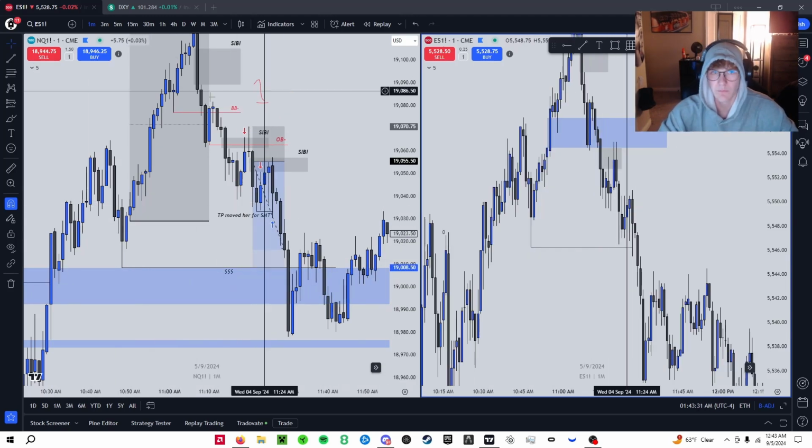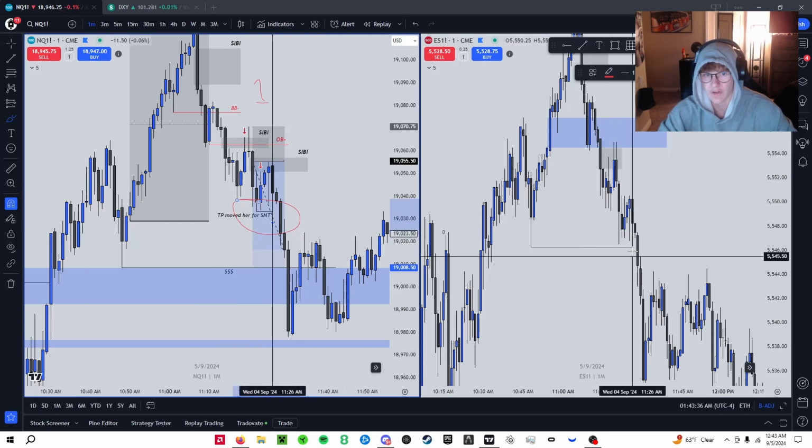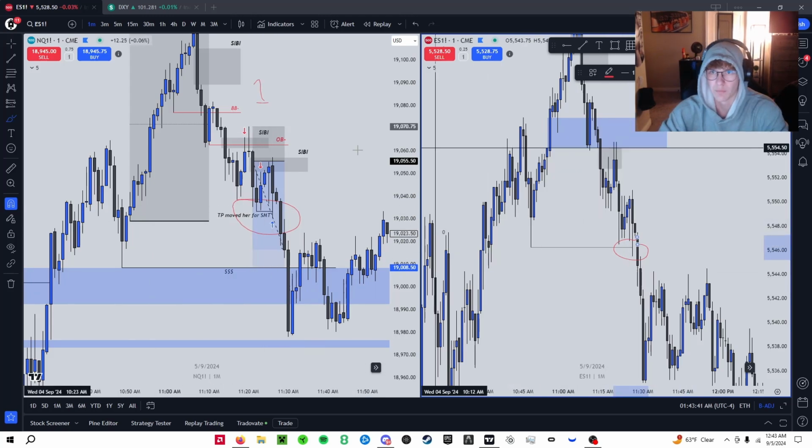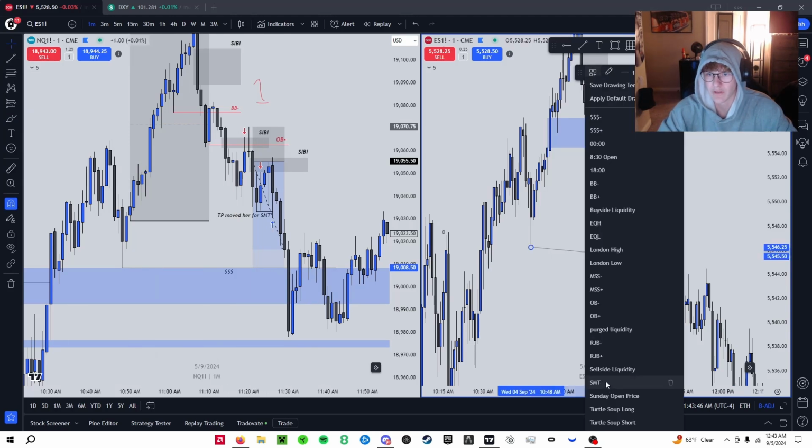At the same time, price right here is taking out this internal range liquidity. You can see ES right here is taking out macro liquidity. So I was concerned that price right here would end up SMTing. So we took out this low here, creating the sell side sweep.